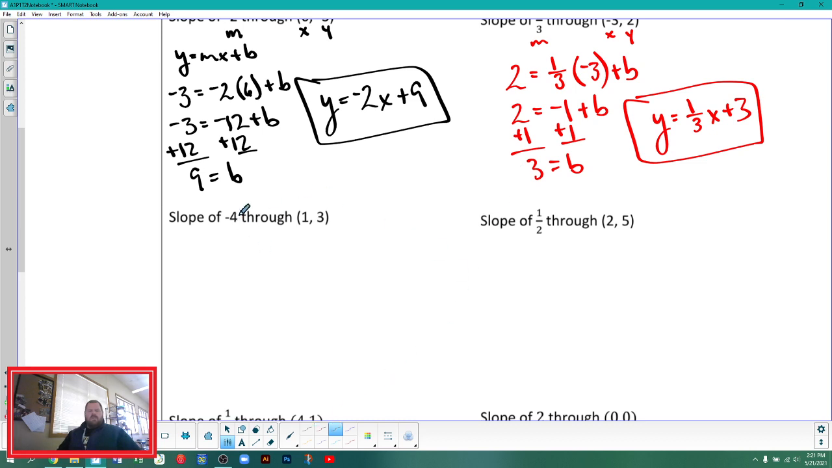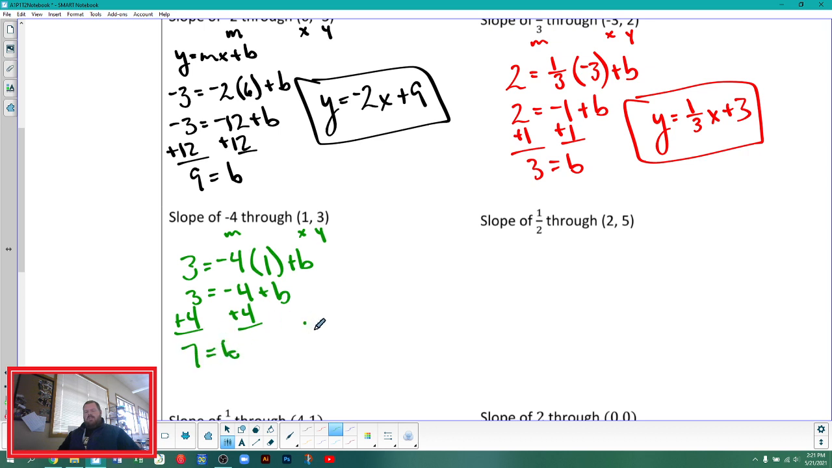On the next one, I have a slope of -4, an x and a y value. So y is equal to the slope times x plus b. -4 times 1 is -4. And I'll add 4 to both sides. Solving for b, I get b is equal to 7. So I get y equals -4x plus 7.